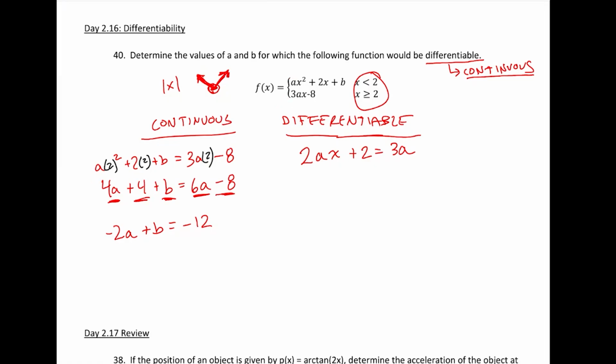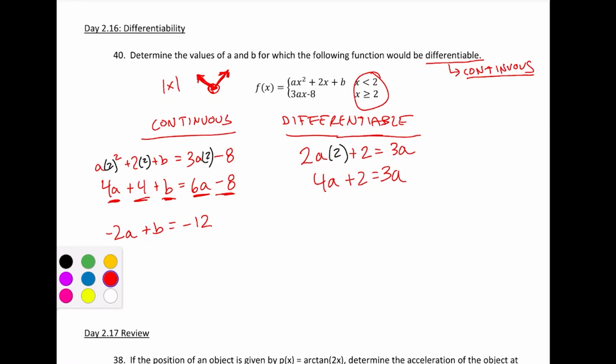We don't want the x there is essentially what I'm getting at. We want to replace that x with 2. We really are just checking and making sure that the piecewise function is differentiable at that point where you potentially have a discontinuity. So we can simplify this equation and we get 4a plus 2 equals 3a.